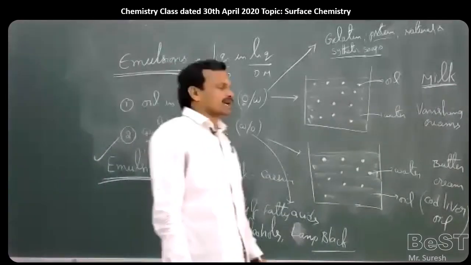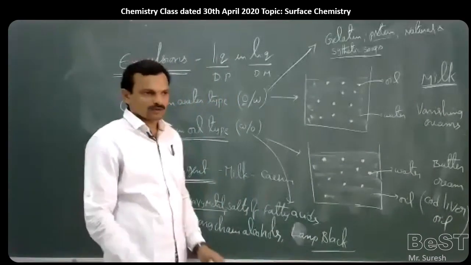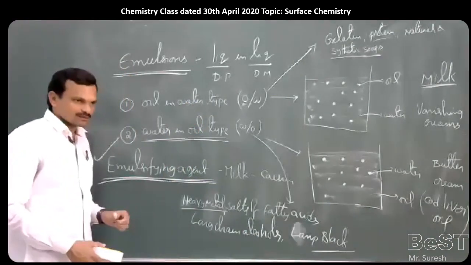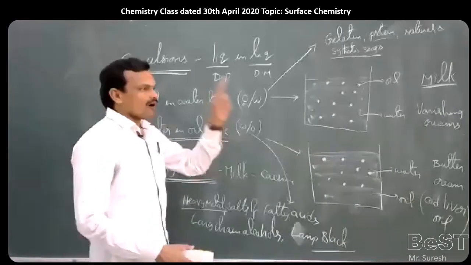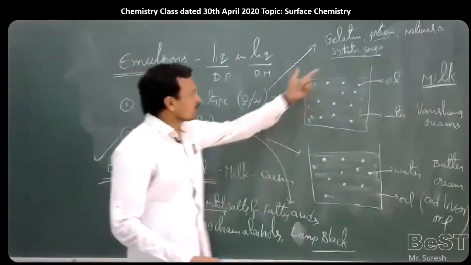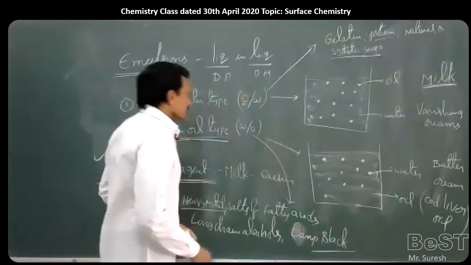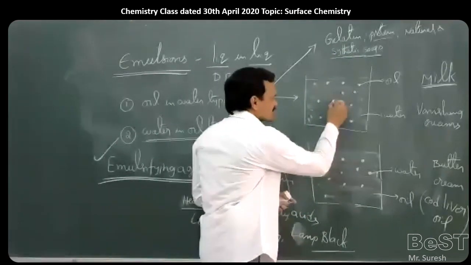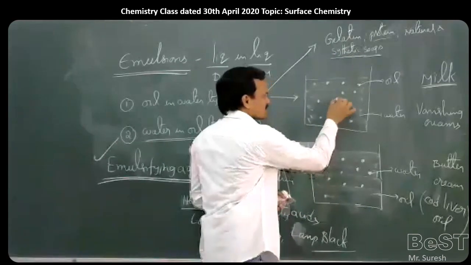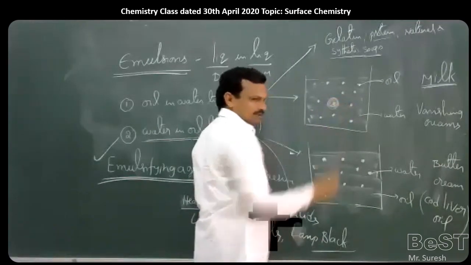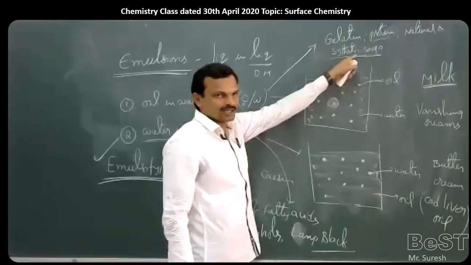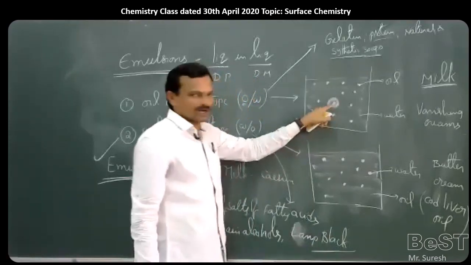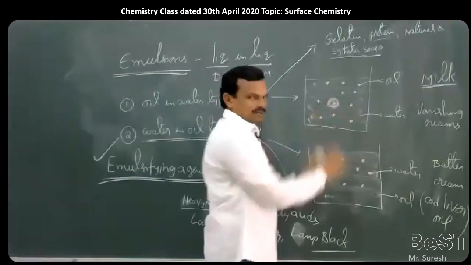As we discussed in the cleaning action of soap, during micelle formation, soap acts as an emulsifying agent. Soap acts as an emulsifying agent for oil dispersed in water type emulsion. So whenever soap solution is added, what happens? The stearate forms a protective film by forming micelles. So this soap solution forms a protective film over the surface of the oil particles, which prevents the coagulation of oil particles.